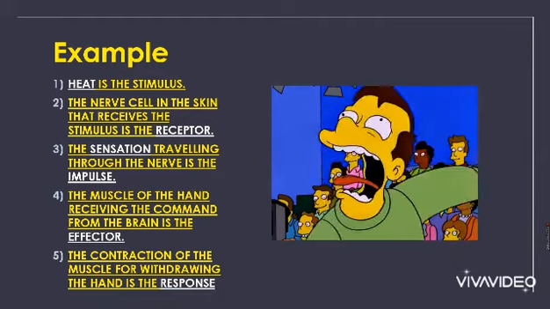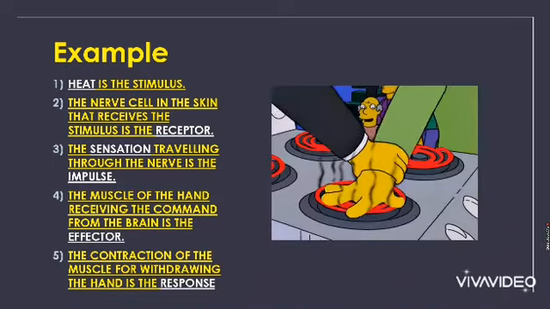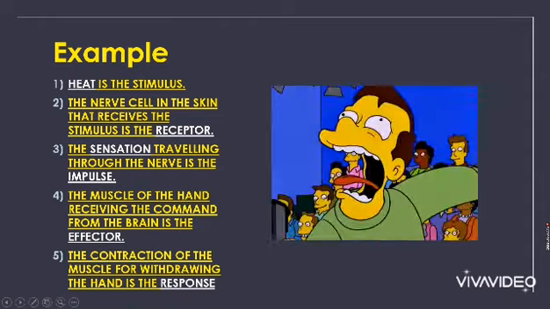Here you can see in the video that heat is the stimulus, and the person is yelling in order to withdraw his hand. He is in deep pain and wants to withdraw his hand. So he is responding to the stimulus. This example is very important. If you understand this example or learn it by heart, you can understand the basics of the nervous system.